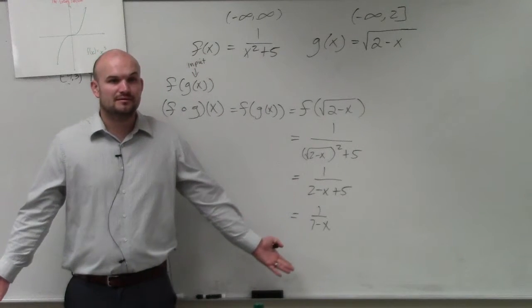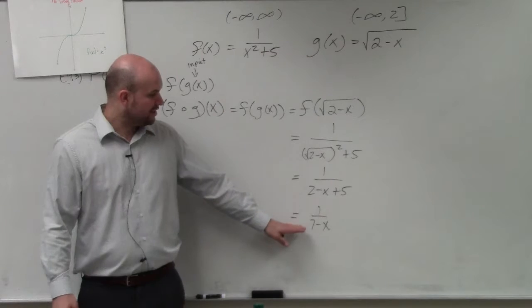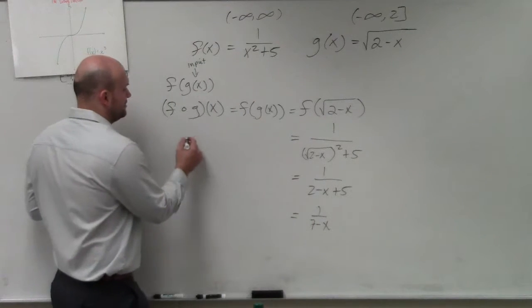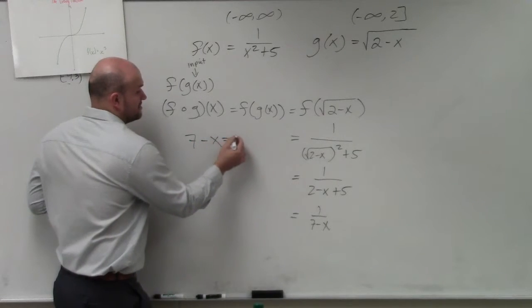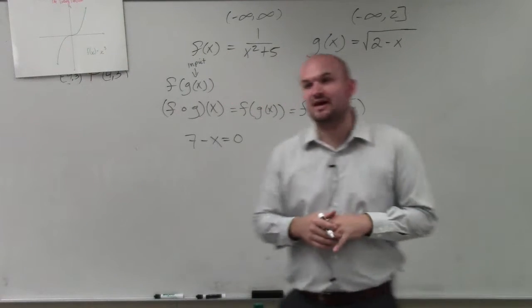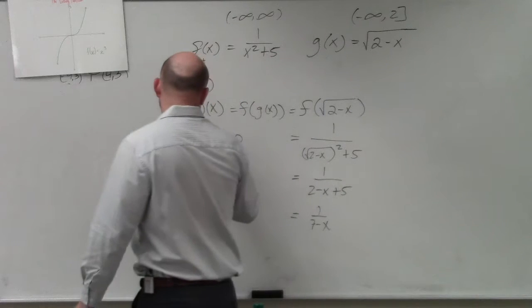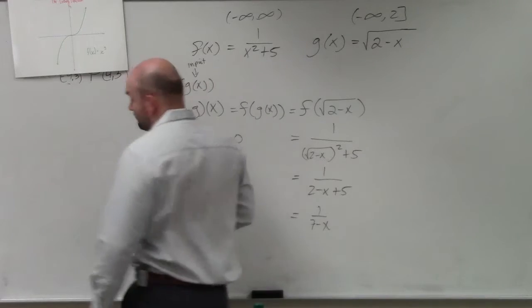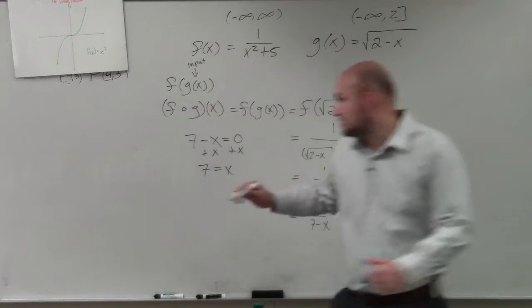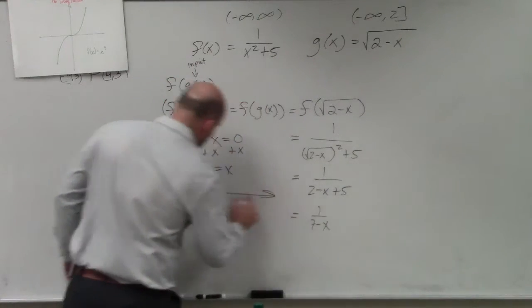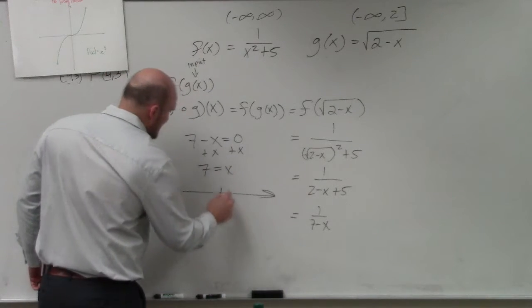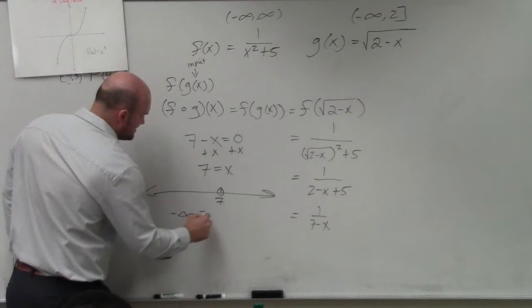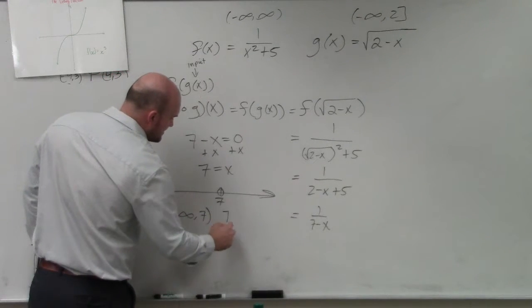But again, let's look at the domain. So the domain, you guys can see that we have a rational expression where my denominator cannot equal 0. So to find the values that are not in the domain, add x, 7 equals x. Therefore, my domain is all real numbers from negative infinity to positive infinity, except for the number 7. So I say negative infinity to 7 and 7 to infinity.